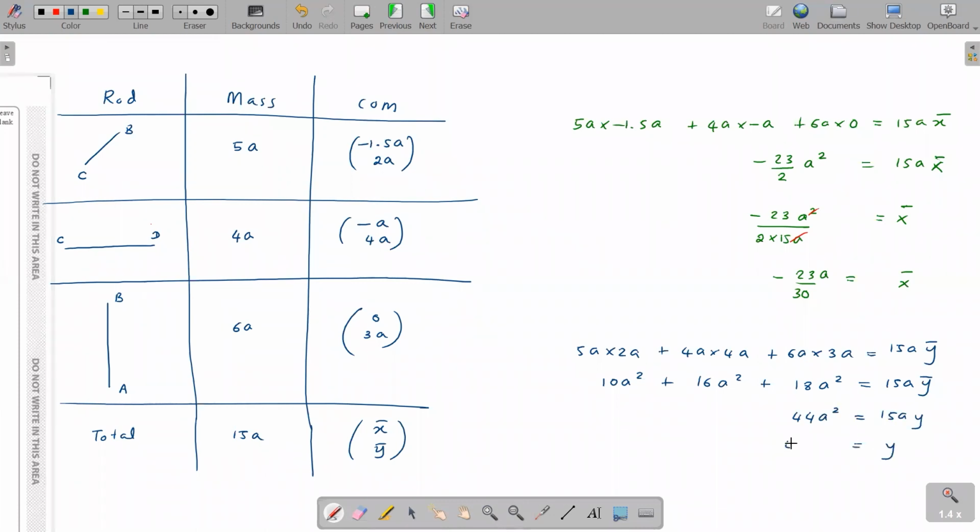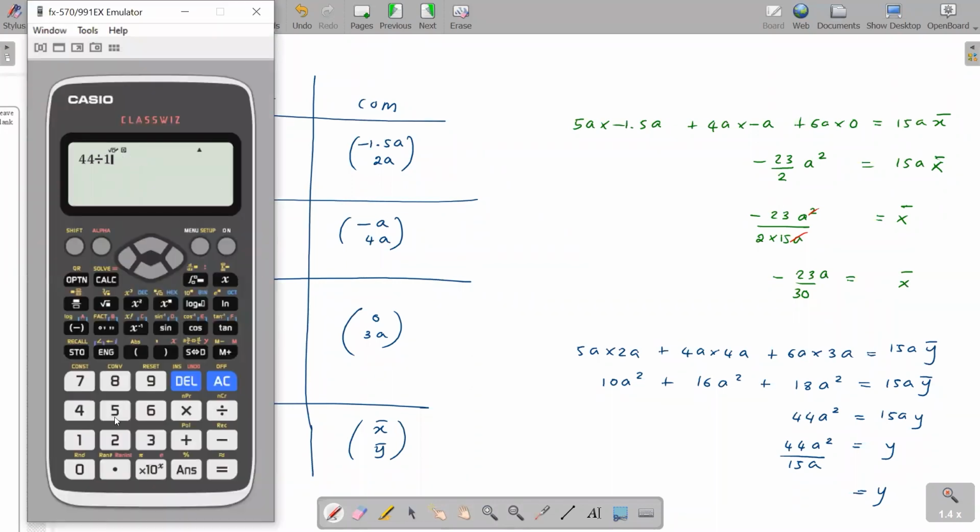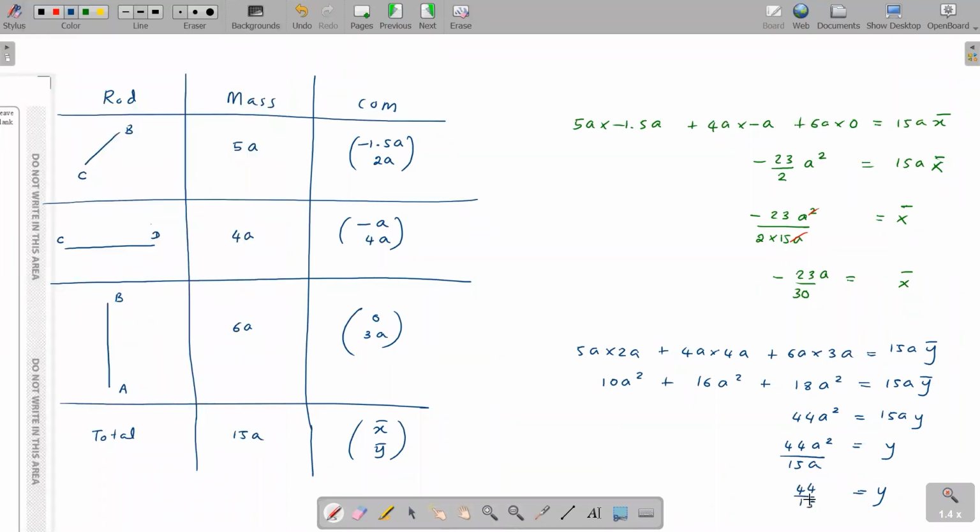Y is 44A square divided by 15A. And we get Y as what? 44 over 15 is simplest. Yeah, it's the simplest. So A, you can remove A, 44 over 15. This is your Y bar coordinate. Is that clear? So this should be 44A over 15. There's a single A term remaining here, right?